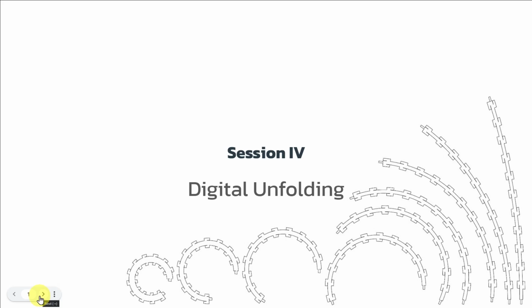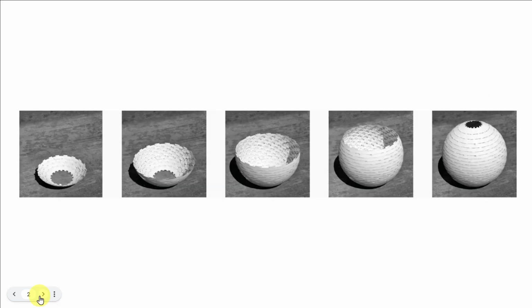We're going to be looking at digital unfolding. Specifically, we're going to learn how to make this paper sphere using Rhino. I'm going to show you how to model the sphere, how to unfold it, how to add the tabs, and how to prep that laser cut file. So let's just get started.